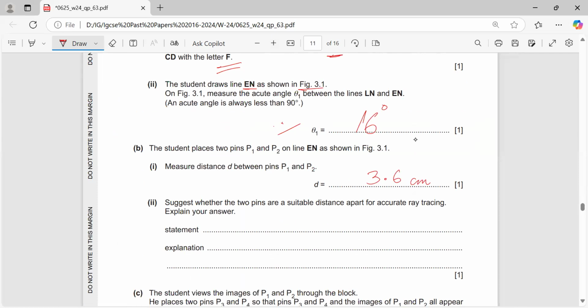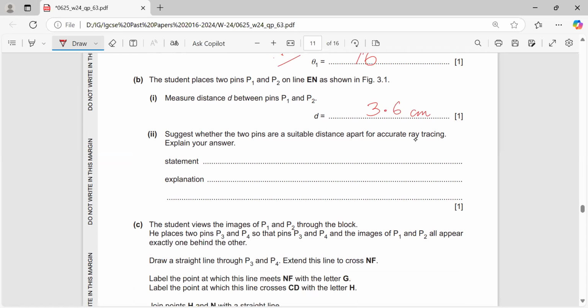Suggest whether the two pins are a suitable distance apart for accurate ray tracing. Explain your answer. The statement will be no, because what is the explanation? For accurate ray tracing for refraction or reflection of light, the distance between the two pins must be at least 5 centimeters. So here it is not 5 centimeters. For accuracy, we need to insert the pins at a distance of at least 5 centimeters.